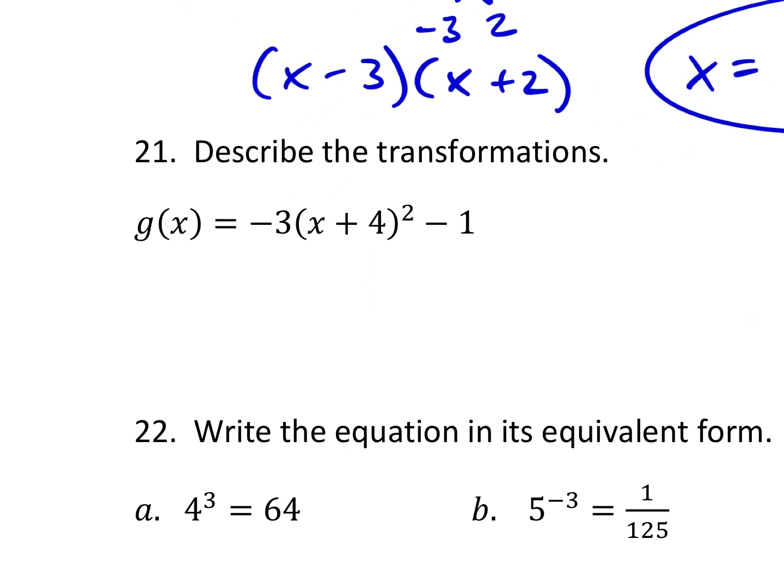So 21. What happens when we multiply by a negative on the outside? Reflection. On which axis? X-axis, awesome. When we multiply by a number outside, since it's greater than 1, it's a stretch.